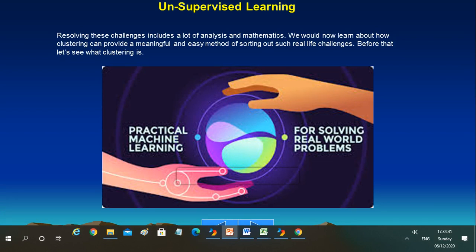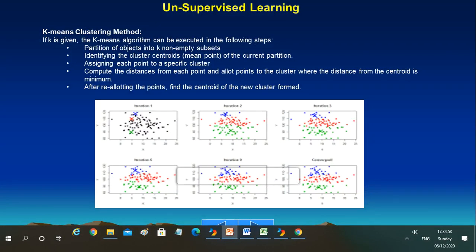We would now learn how clustering can provide a meaningful and easy method of sorting out such real life challenges. Before that, let's see what clustering is. So, k-means clustering. If k is given, the k-means algorithm can be executed in the following steps. Partition the objects into k non-empty subsets, identify the cluster centroid, the mean point of the current partition, and assign each point to a specific cluster. Compute the distances from each point and allot points to the cluster where the distance from the centroid is minimum. After re-allotting the points, find the centroid of the new clusters formed.